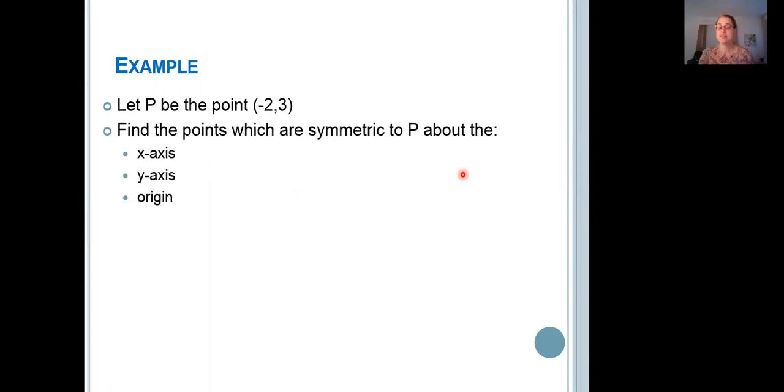So let's do an example. I want you to pause this video and work through this. See if you can get it before you look at the answer I'm going to put up in a minute. We're going to take the point (-2, 3), and we want to write down the points that are symmetrical to this point about the x-axis, the y-axis, and the origin. Okay, pause the video and write down your answers. I'm going to put up the solution now.